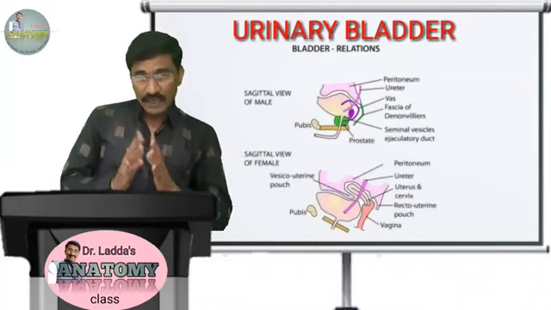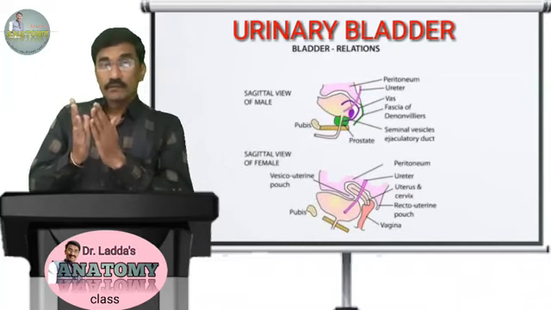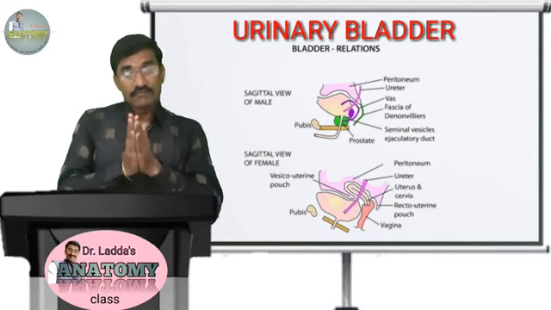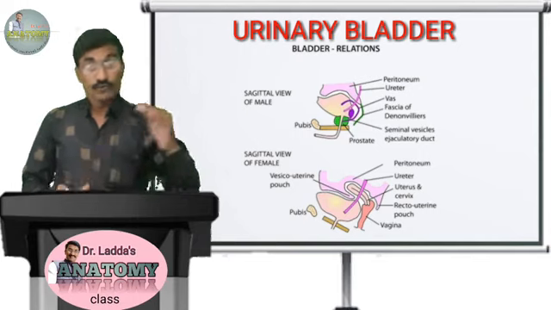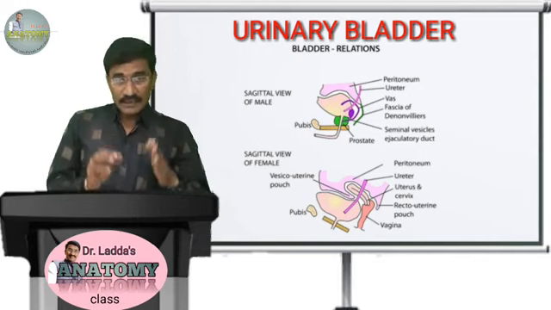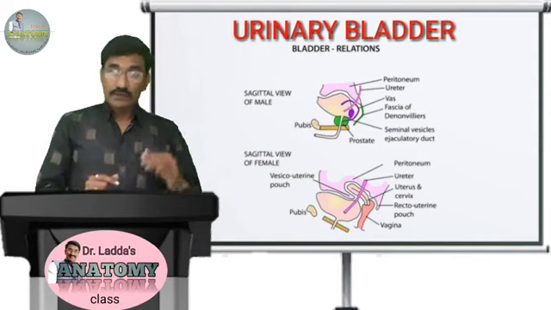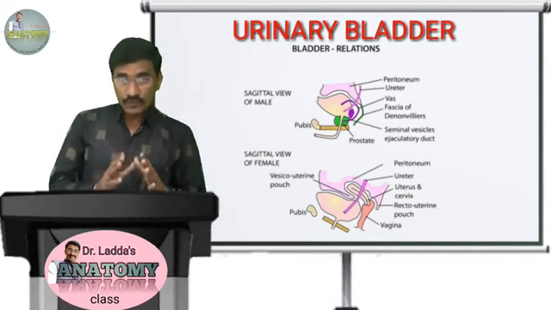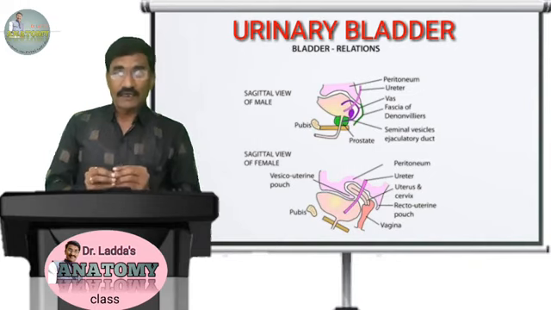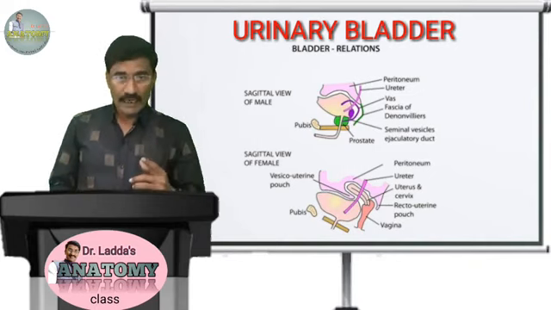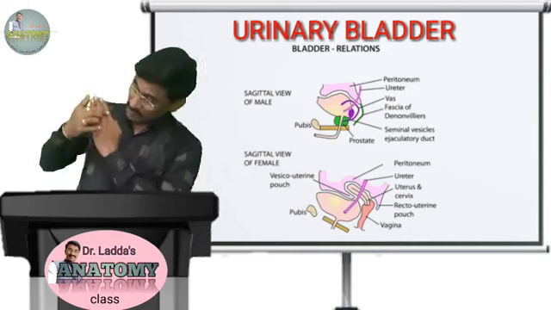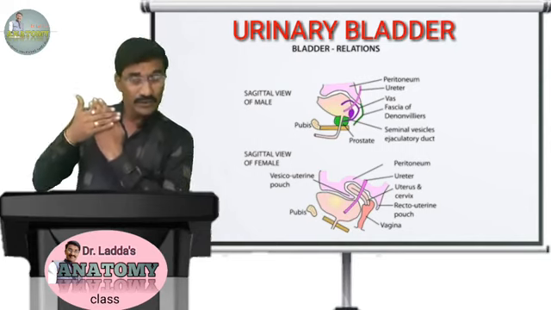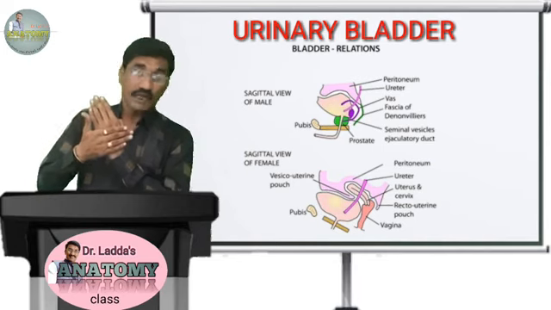Now the posterior, the back portion, that is the base, and this base has a relation with the vagina in female, and rectum, vas deferens and seminal vesicles in male. So the base is related to the uterine cervix and vagina in female, whereas in male, suppose this is the base, the upper portion of the base has a different relation and the lower portion has a different relation.